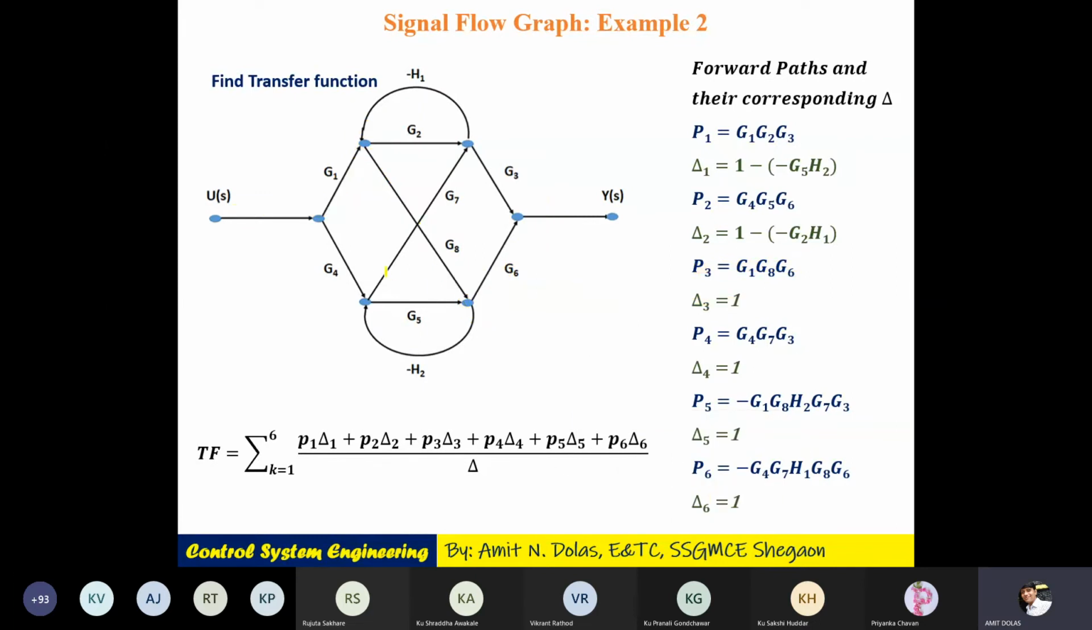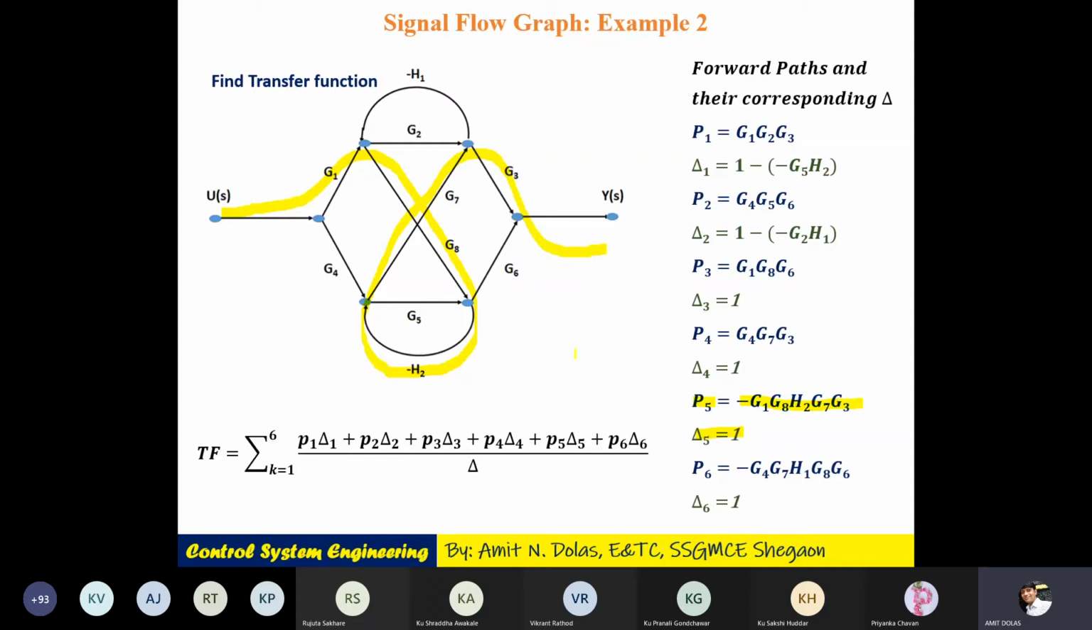Next path is P4, that is nothing but G4, G7 and G3. Again for this path also all three loops are touching, therefore delta 4 will be 1. Let's see P5. P5 is G1, G8, H2, G7, G3. Again, all the loops are touching to this path.